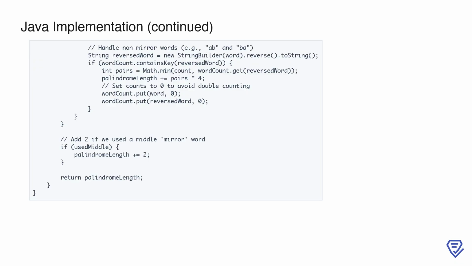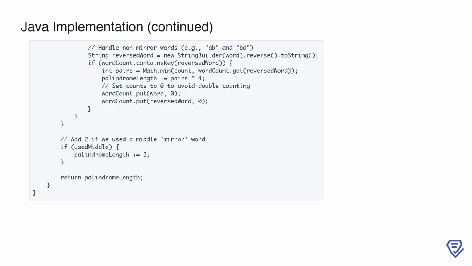After processing all the words, we check if we used a middle mirror word. If the usedMiddle flag is true, we add 2 to the palindrome length to include that central piece. Finally, we return the total palindrome length, which represents the maximum length of the palindrome that can be formed with the given words.